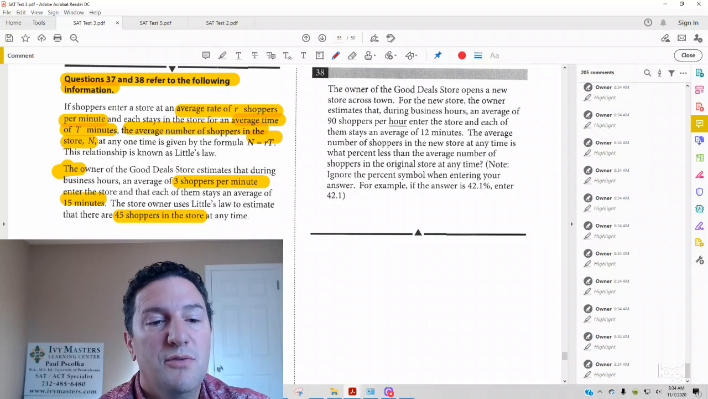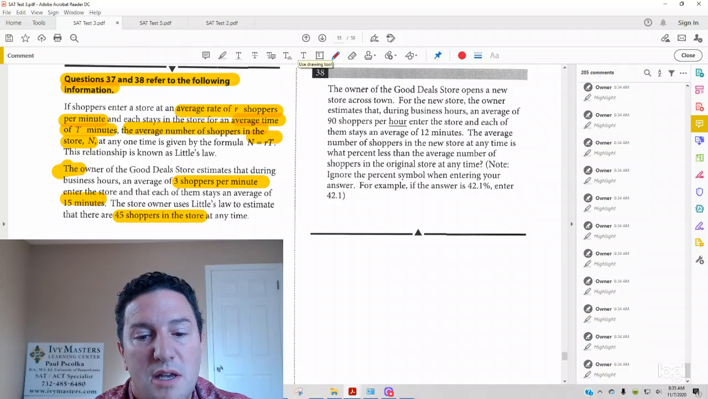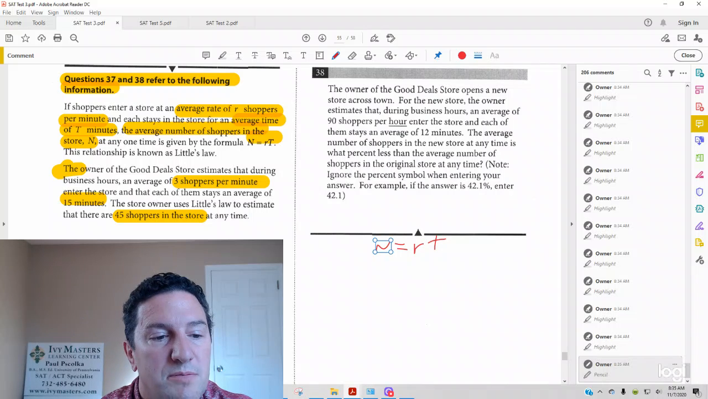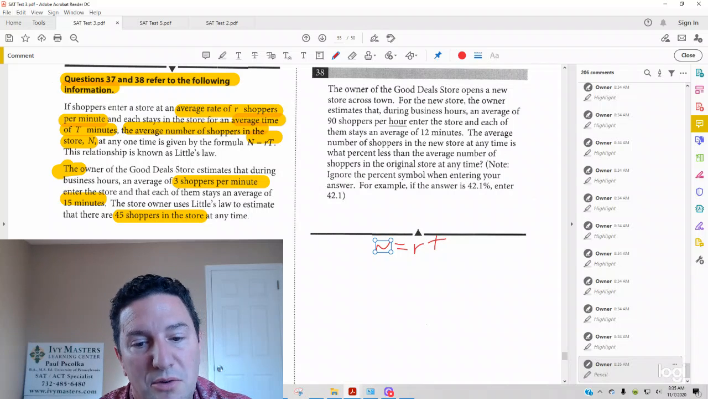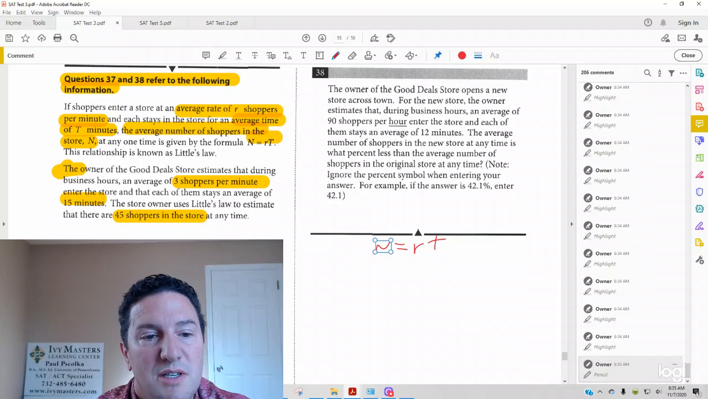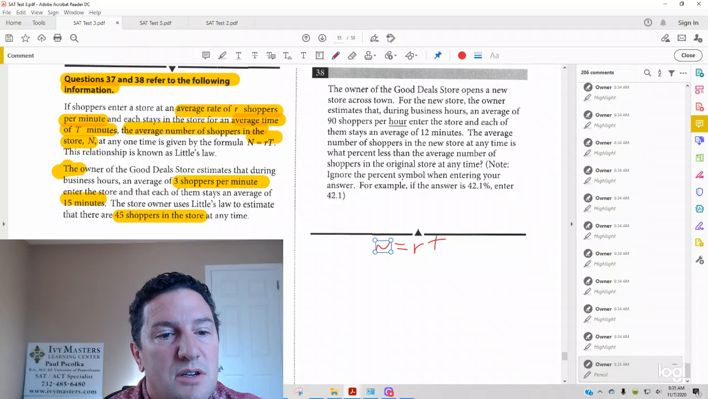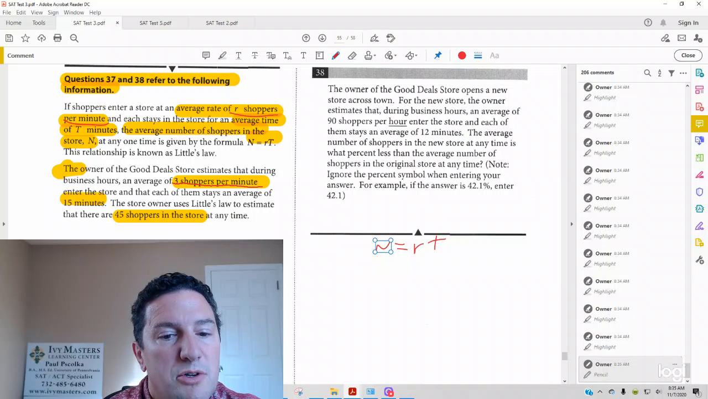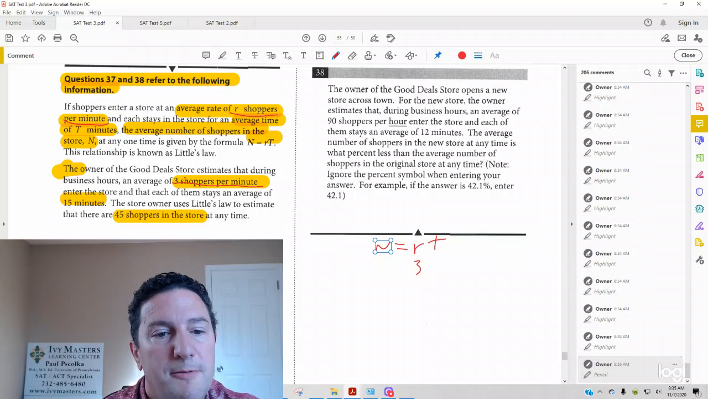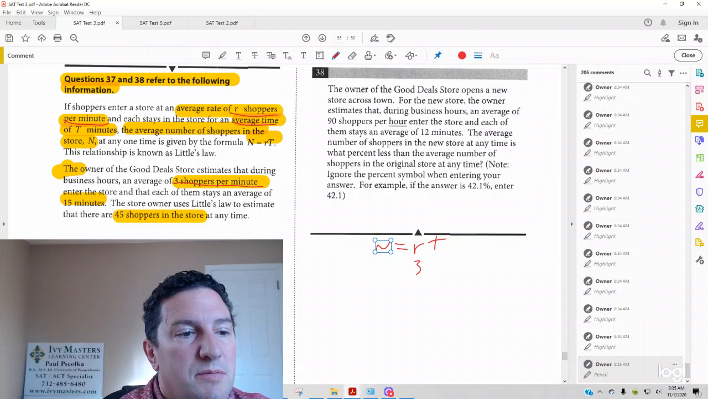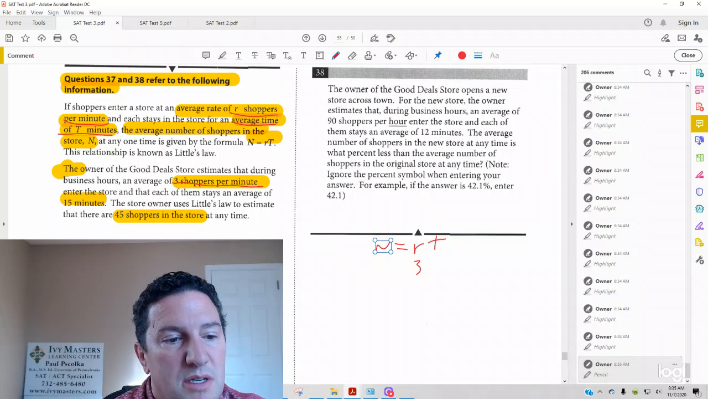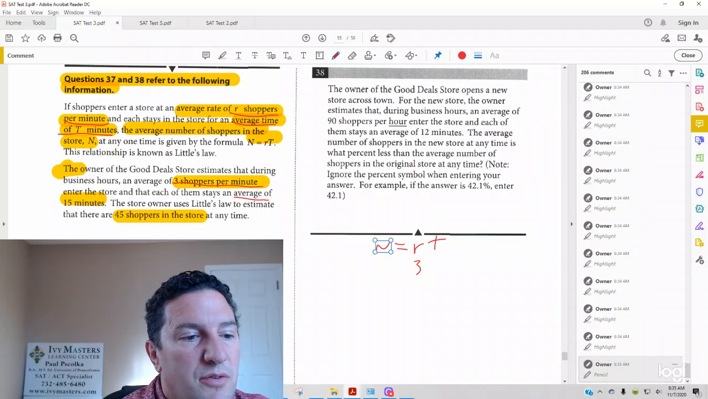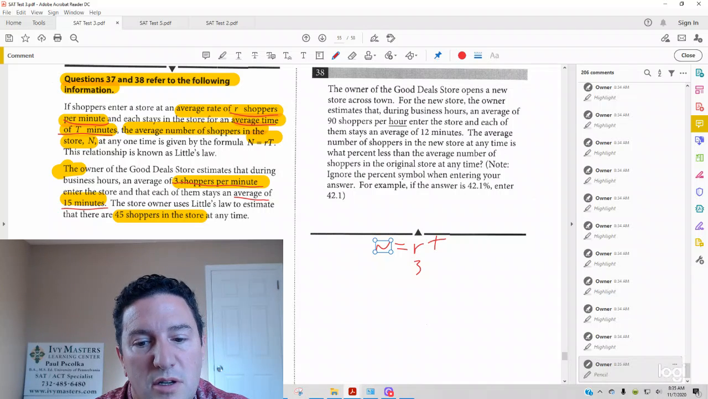So a good idea for you to do here is to set up your N equals RT and just substitute in and make sure that you have a grasp on what this equation is saying. So here it says R shoppers per minute. What's our R? Here it says 3 shoppers per minute. So beneath the R, you just write a 3. Then it says average time is T minutes. And so what's the average time? It says an average of 15 minutes. So below the T, you put a 15.